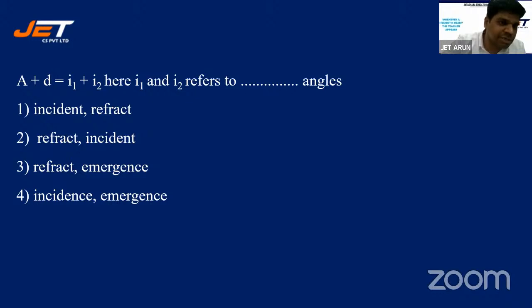It's just a matter of convention, students. What names have we given I1 and I2? I1 we have given as the angle of incidence. The incident ray comes like this on the triangular prism. The emergent ray comes out like this. So this is the angle of emergence. We gave I1 to this and I2 to this. So angle of incidence and angle of emergence.